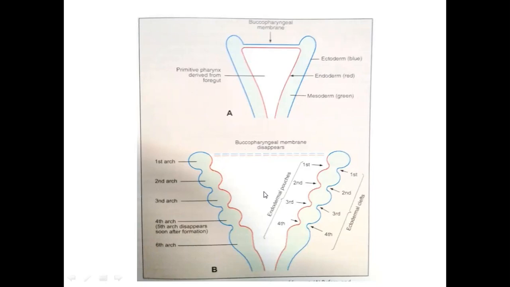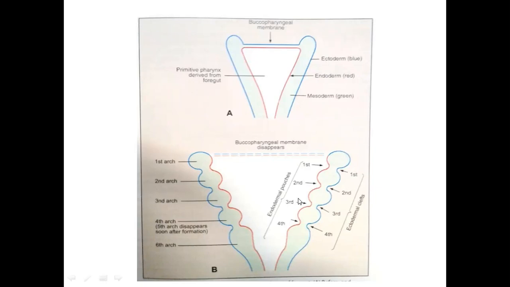And these pharyngeal arches are named as first arch, second arch, third arch, fourth arch. Meanwhile, here it is written, which is very important, the fifth arch disappears soon after the formation. So initially there are six arches, but later on we get only five. So that is first, second, third, fourth, and after that the sixth one, because the fifth disappears.